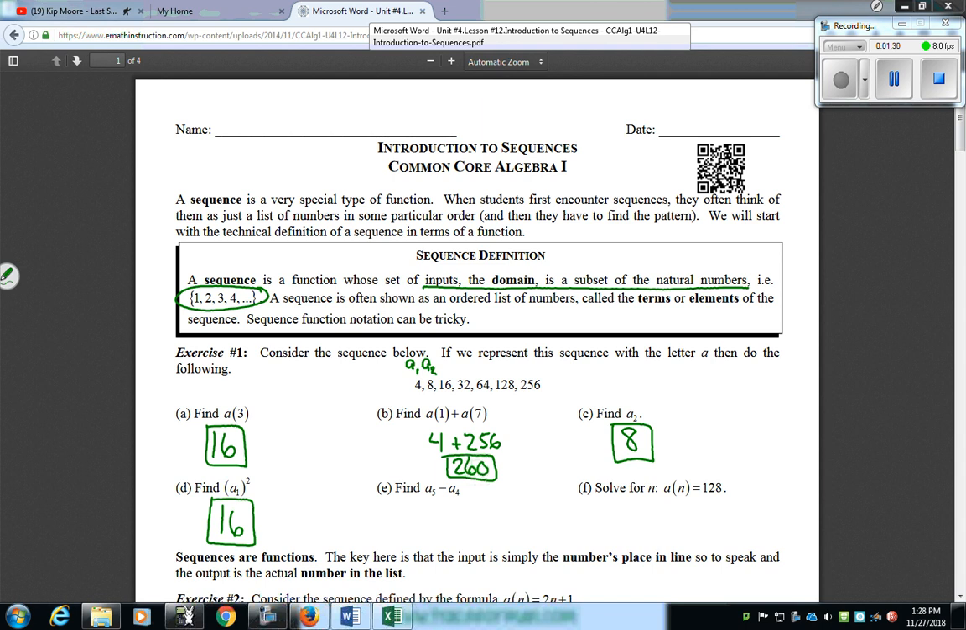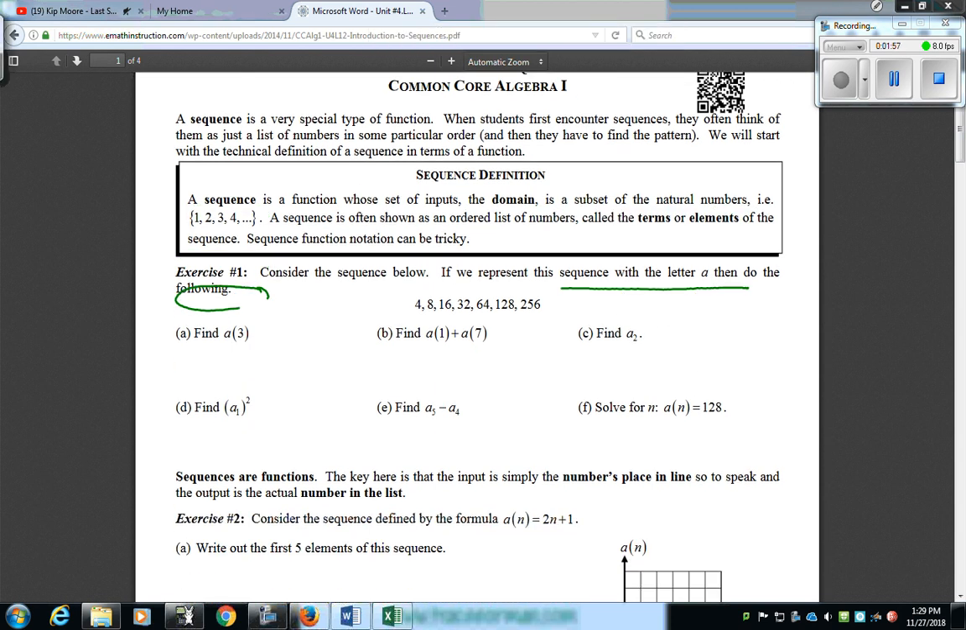And then for E, they want you to take the fifth term and the fourth term and subtract them. So it's 64 minus 32, which would be 32. And they want you to solve for this. So if you're looking for what n is going to be, in that case, it's going to be the sixth term. That gives you an answer of 128. So this is just some basic substitution. You're taking numbers and replacing them with what term they're talking about.